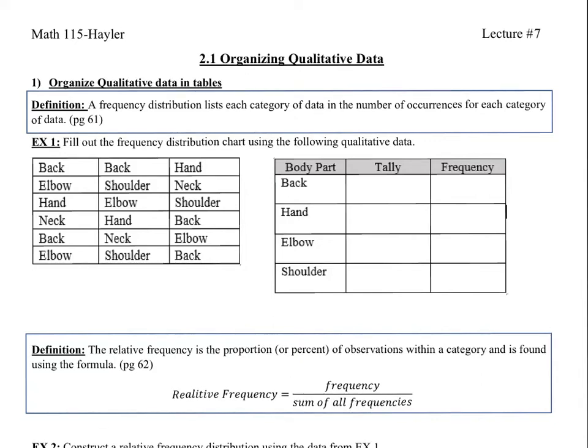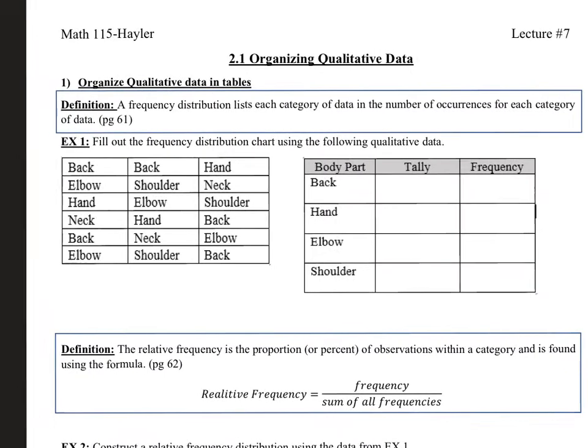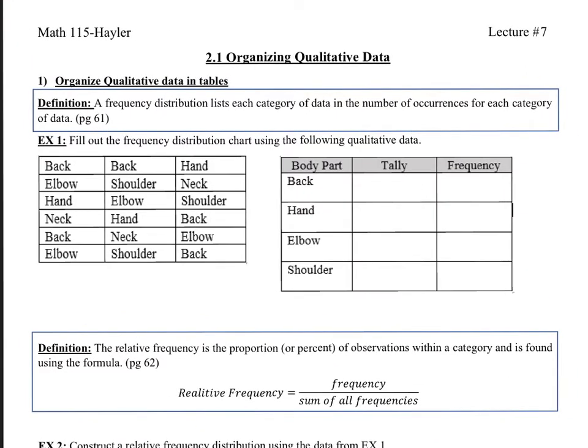Welcome to Lecture 7, 2.1, Organizing Qualitative Data. First objective is to organize qualitative data in tables. So by definition, a frequency distribution lists each category of data and the number of occurrences for each category of data.